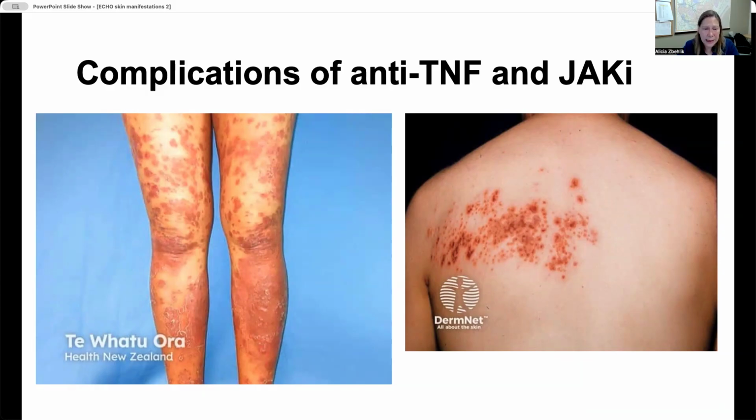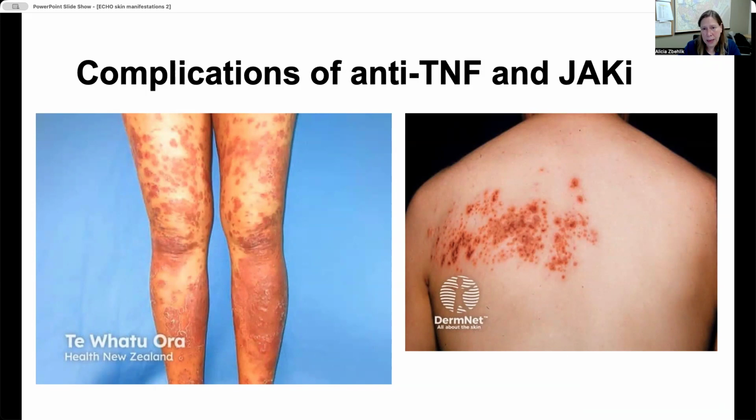But one of the things that it can do, paradoxically, it can cause psoriasis. So we use it to treat psoriasis and psoriatic arthritis, but occasionally it will also cause that. So that is the picture on the left. And then we do stop the medication for that. It can also cause drug-induced lupus and causes a positive ANA from time to time.